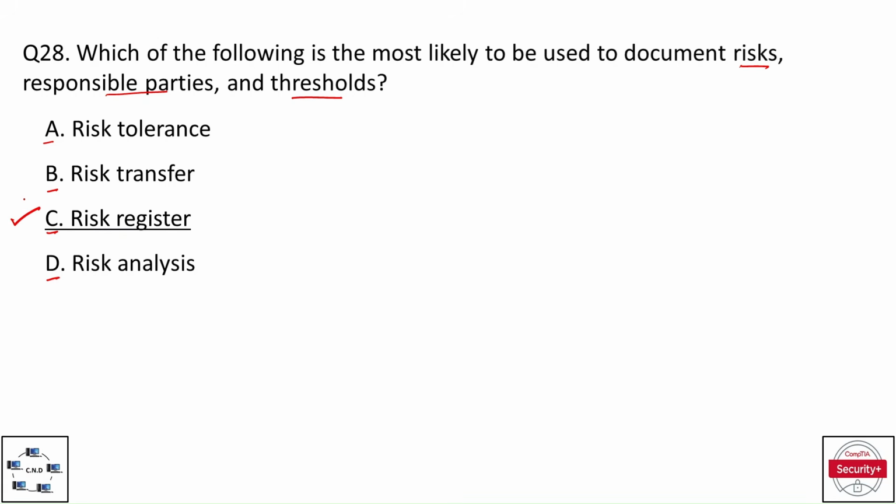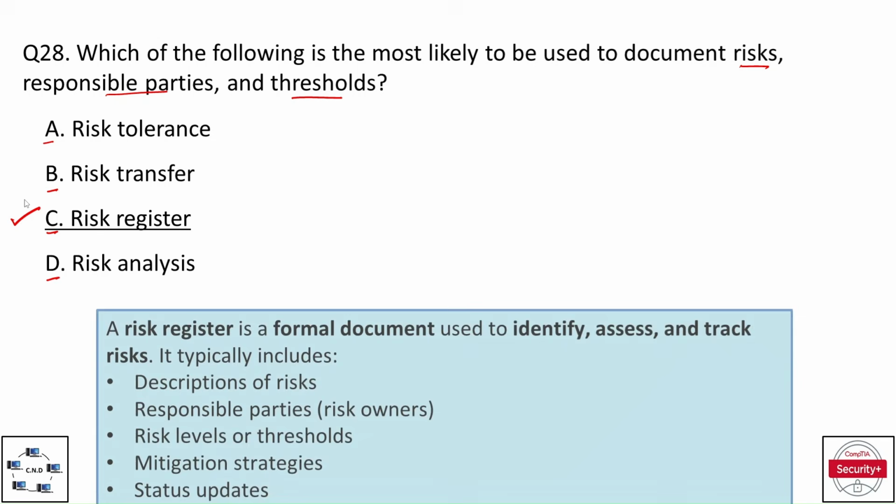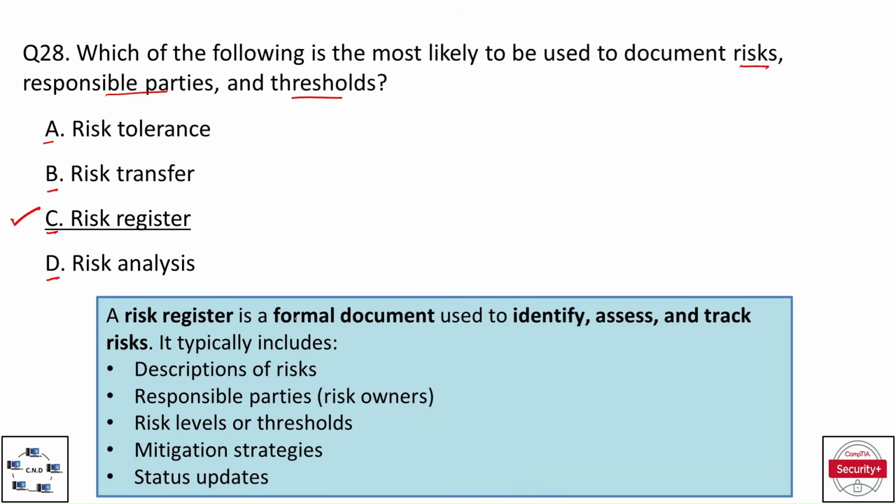option C, risk register. So, what is a risk register? A risk register is a formal document used to identify, assess, and track risks. It typically includes description of risk, responsible parties for those risks, that is, risk owner, risk levels or thresholds, mitigation strategies, and risk status updates.